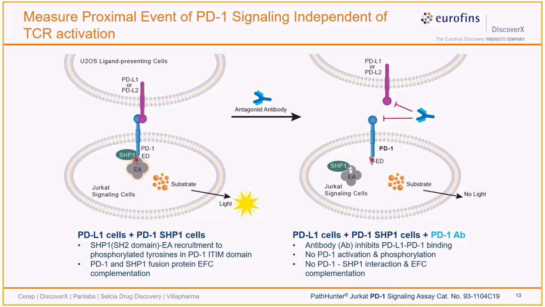Complementation of the two enzyme fragments occurs and results in an active beta-gal enzyme. This active enzyme hydrolyzes substrate to create a chemiluminescent signal, which is a measure of receptor activity. When an anti-receptor or anti-ligand antibody is added to the culture, ligand receptor engagement is disrupted and no SHP1 fusion protein recruitment or enzyme complementation occurs. Because the assay measures PD-1 receptor activation prior to its effects on T cell activation activity, the readout from this assay is unaffected by T cell activation.